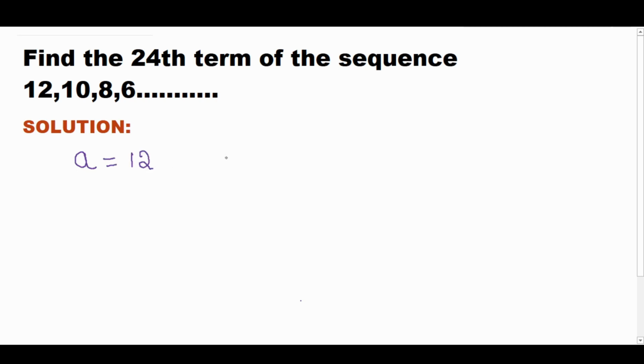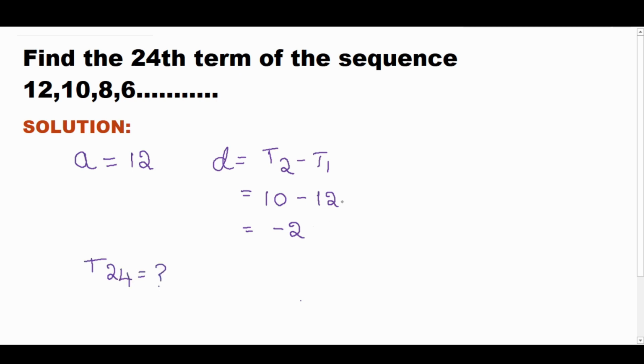We need to find D. We have already learned how to find the D value. It's T2 minus T1. We have 10 in our T2 and 12 in our T1. So 10 minus 12, we get minus 2 as our D value. What we need to find is the 24th term, T24.